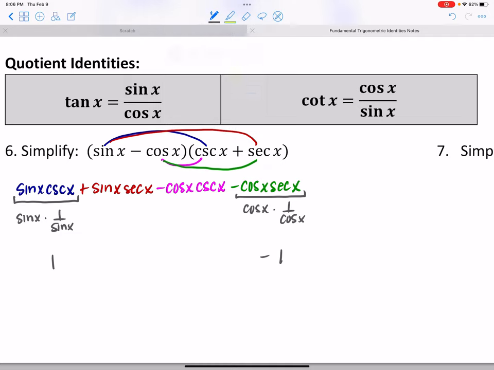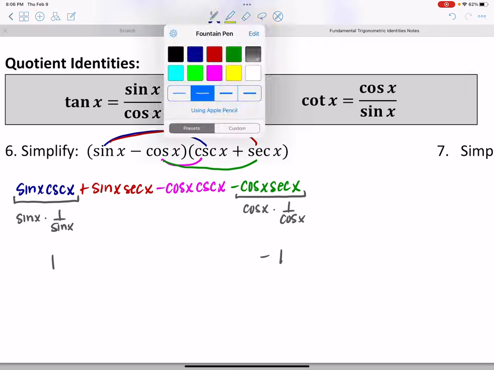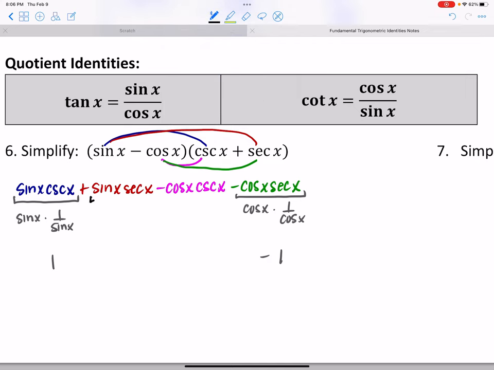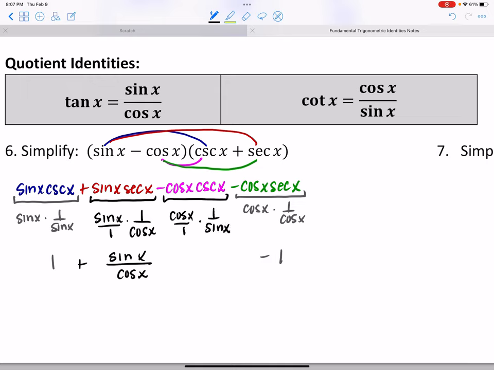Here, what's happening? Do I have any other colors? Let me use, nope, black. Here, I'm multiplying sine not by its reciprocal, but by the reciprocal of cosine. And so when I multiply, this is over 1, I end up with, this was positive, the sine of x over the cosine of x. And then here, we have cosine, which is cosine over 1, multiplied by the reciprocal of sine. So nothing's going to cancel there. We're going to end up with, this one's negative, cosine x over sine x.